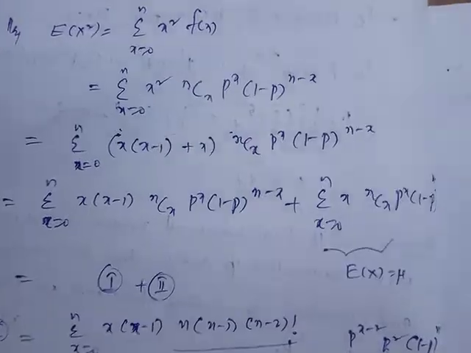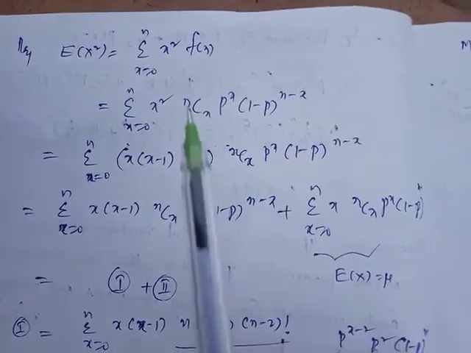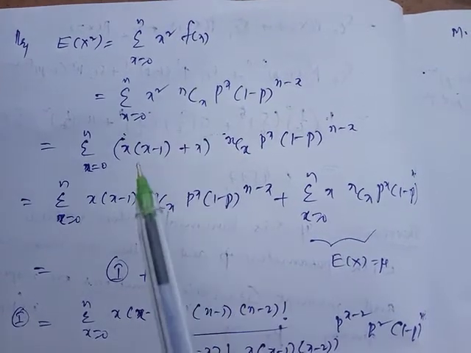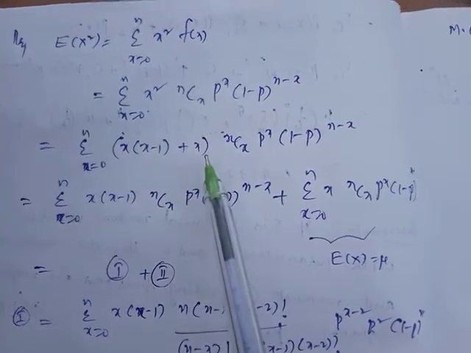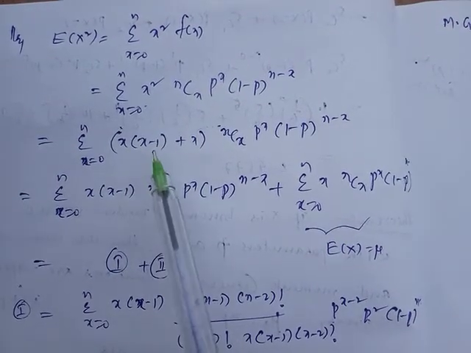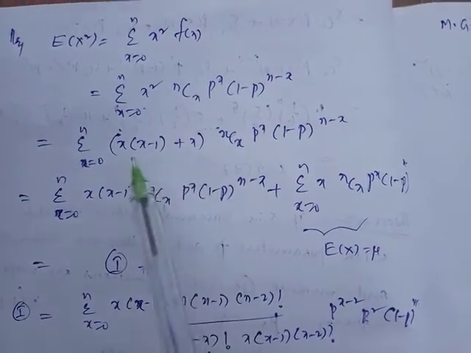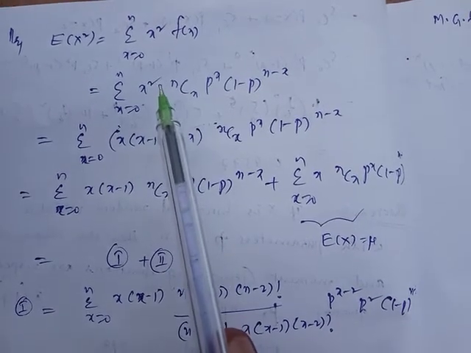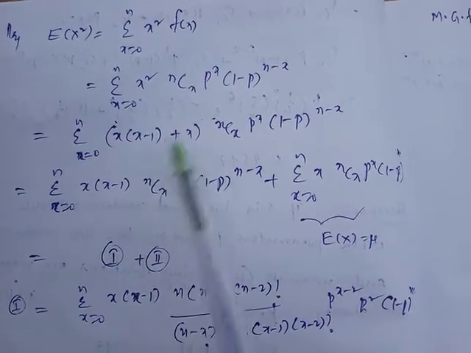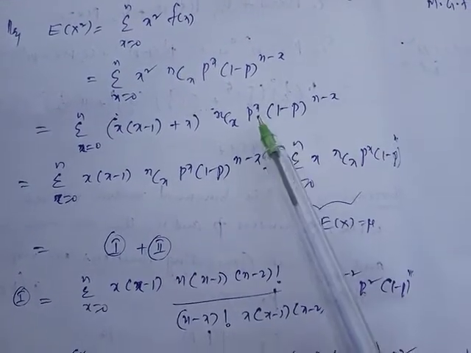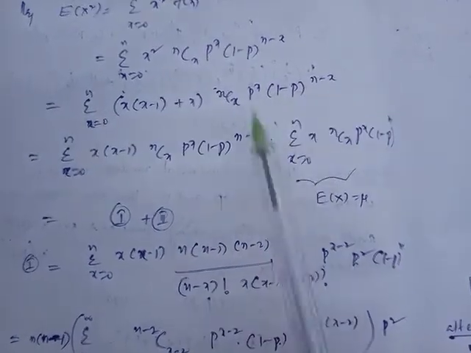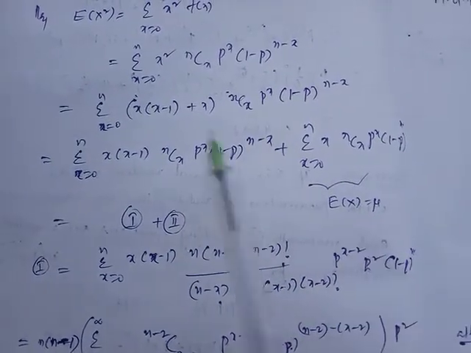So here, first of all you should write x square as x into (x minus 1) plus x. Is it equal to x square or not? x square minus x plus x, the terms cancel, leaving only x square. But you should write x square as x into (x minus 1) plus x. Multiply this by the density function and solve. The second term, x into the density function, is the mean. I want to solve only the first term.